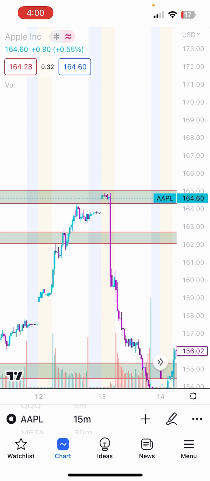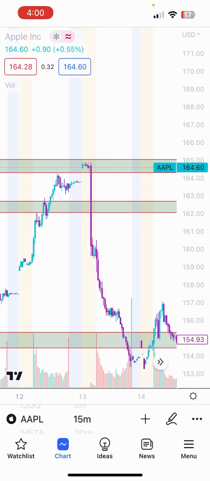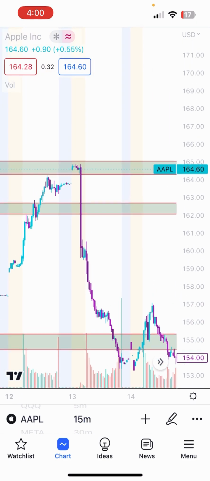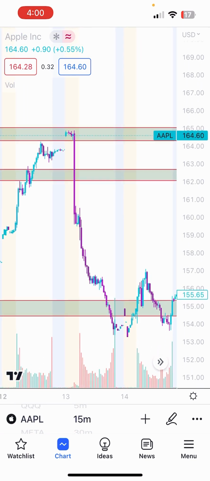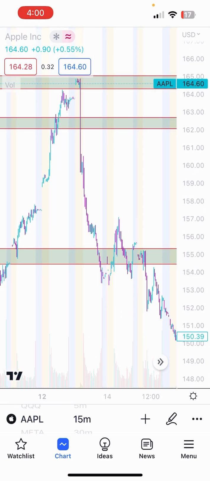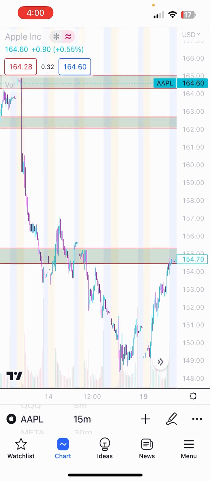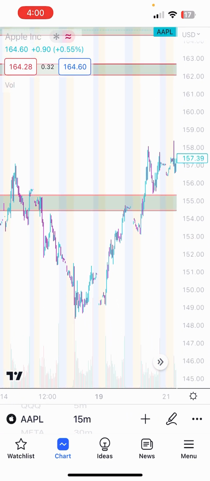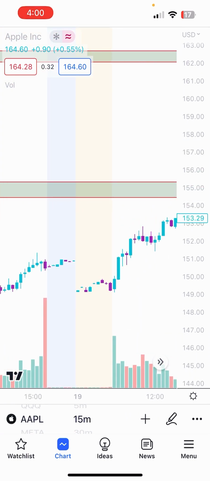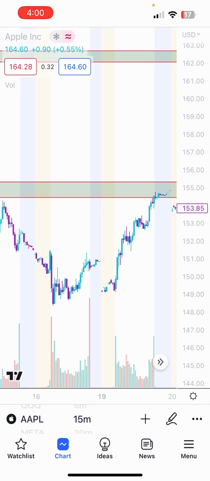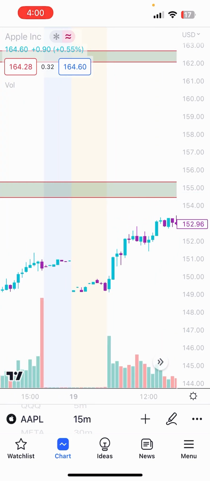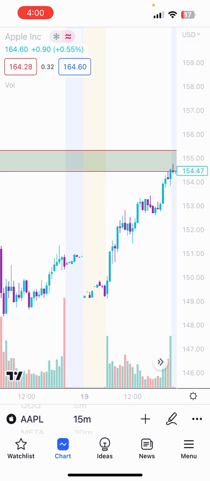But once it touches that level, it just went straight down to the other supply and demand zone, and you can see it right there. You can keep drawing and drawing and drawing. That's what you want. You want a clear view of where you can enter and where you can go out.